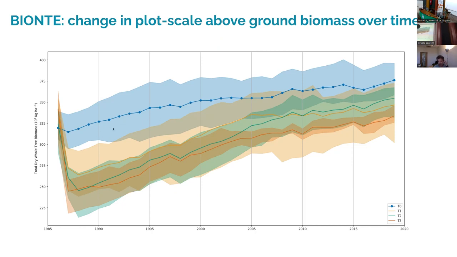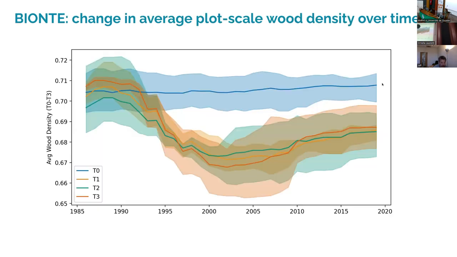And you can see that the control plots actually also showed this accumulation of biomass over time that is frequently seen in primary forest plots that weren't logged. But again, the biomass has been recovering in these plots. It hasn't actually gotten back to pre-logging levels, but it's moving in that direction.